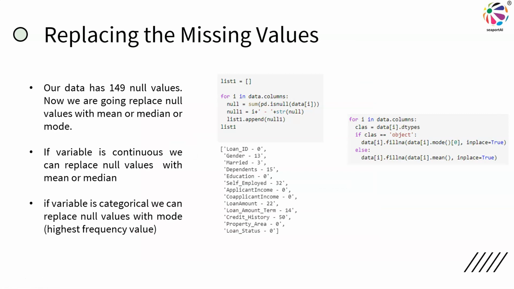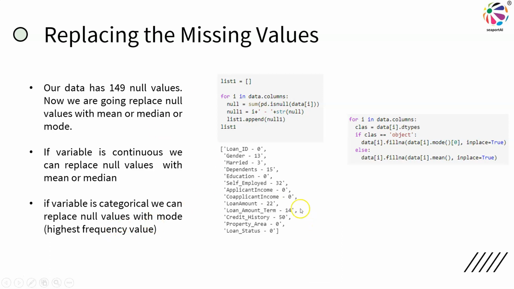So in our data, in the insurance case study that we are looking at, we have 149 null values, right? I'm even checking null values according to different factors, different variables. Now, why am I checking it? Because my strategy will be different for different types of variables. If the variable is continuous, I replace with mean or median. If the variable is categorical, I replace with mode, right? Which is the highest frequency value, right?